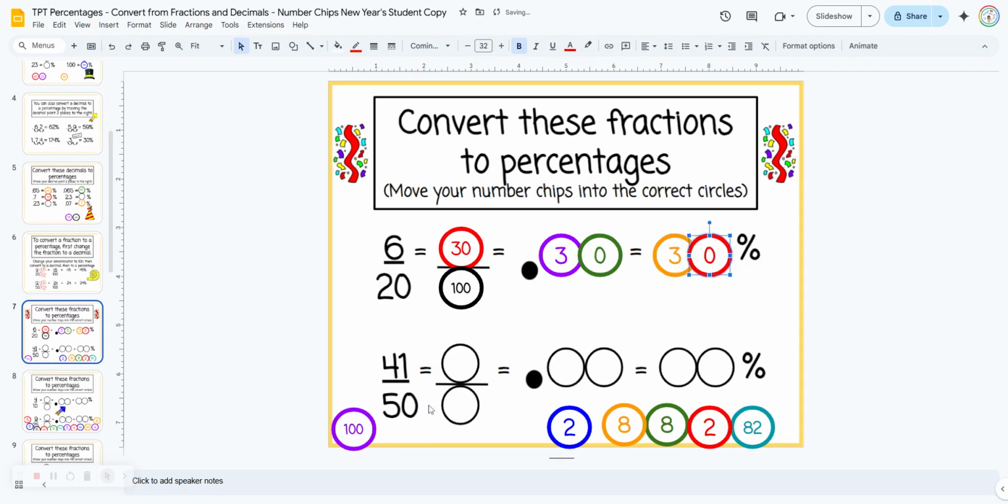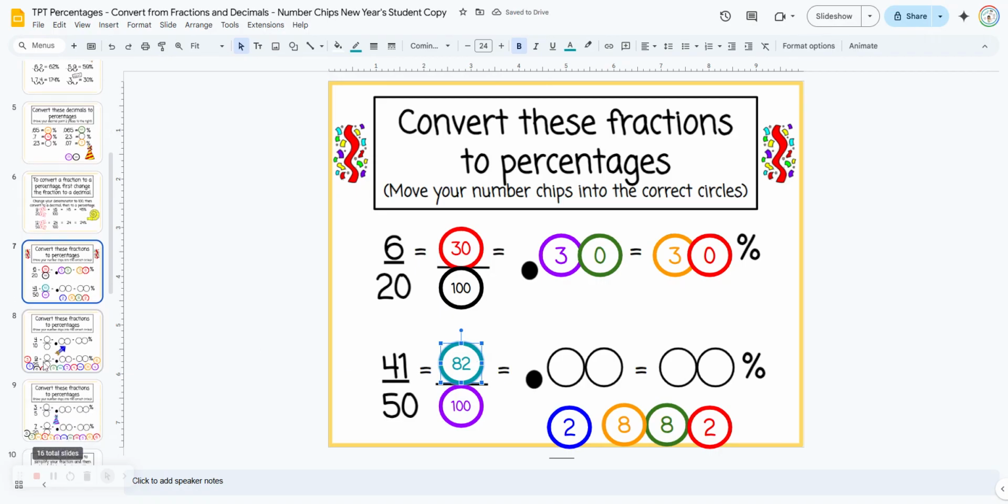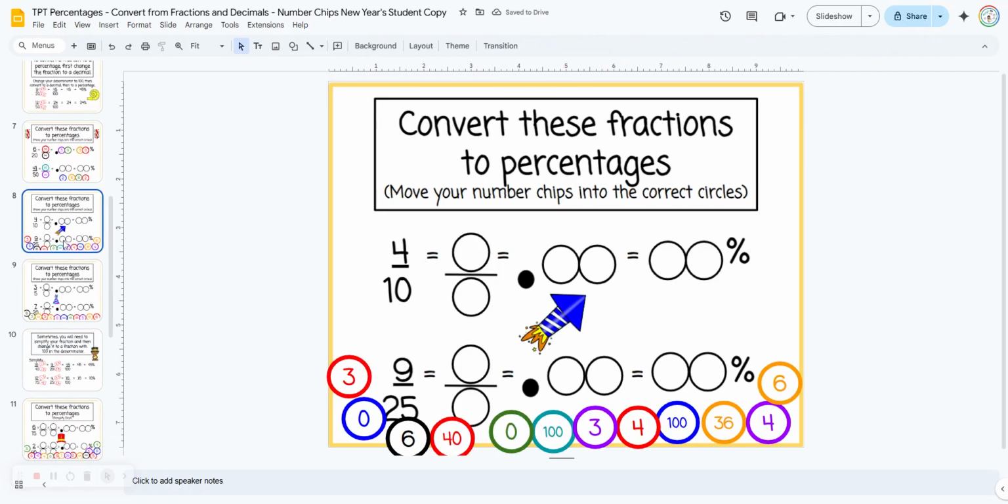Same thing on the next one. We change it to an equivalent fraction with 100 in the denominator. And they're going to be doing that on the next 2 slides. They just have to convert that denominator to 100.